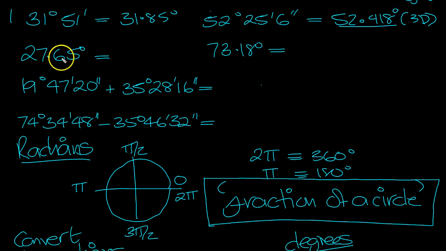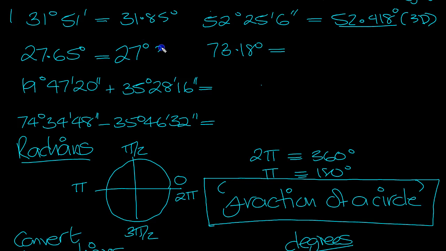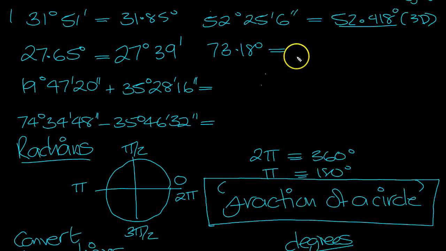And that was degrees. 27.65 then, let's put that in. 27.65 and go to equals decimal, and then we'll go to degrees. 27 degrees 39 minutes. And 73.18 degrees then. Go to minutes: 73 degrees, 10 minutes, 48 seconds.